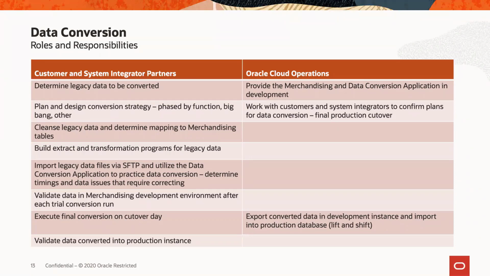We talked about the cleansing of data, building extract and transformation programs, and importing the legacy data files via SFTP. That's all done on the conversion application side. And then, of course, the validation of data would be the responsibility of the project team. On the final day of cutover, that's something the cloud operations team would support, doing that extract and then load into production, sometimes referred to as lift and shift. And then the project team would be responsible for validating the data on the production side after that occurs to make sure everything looks okay.